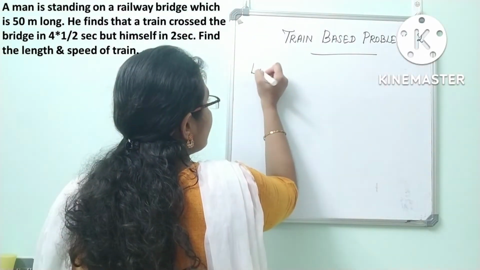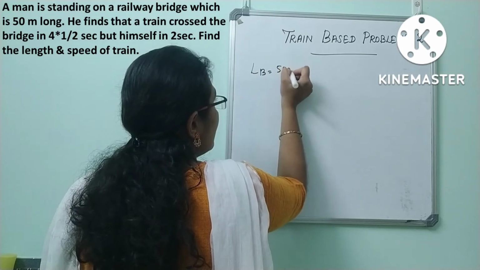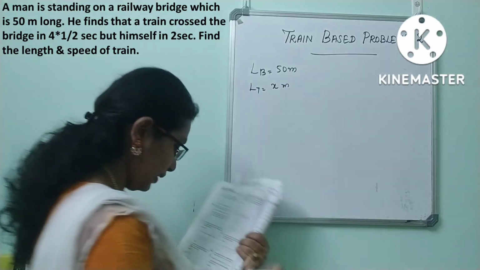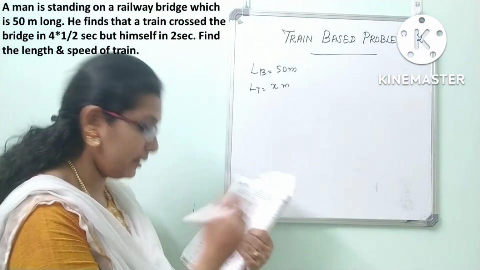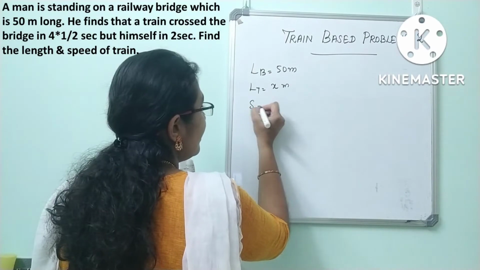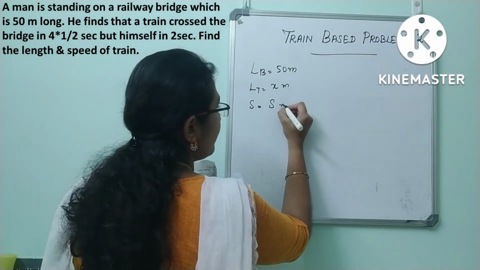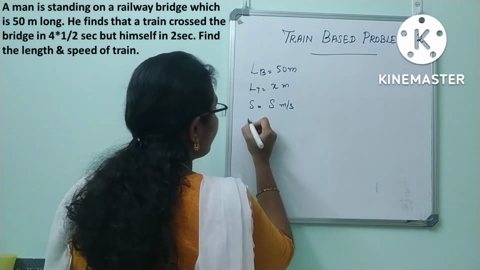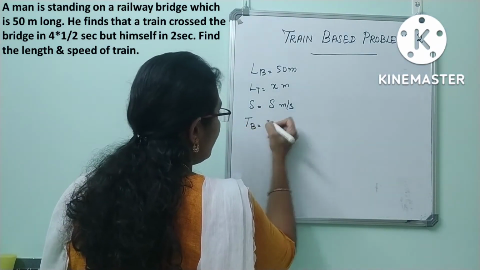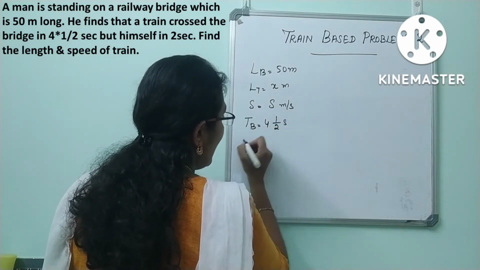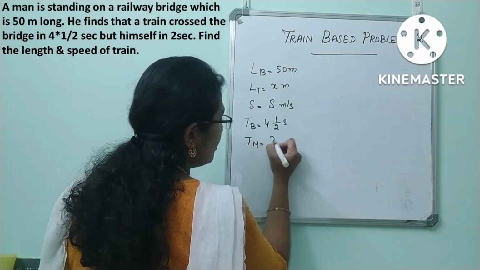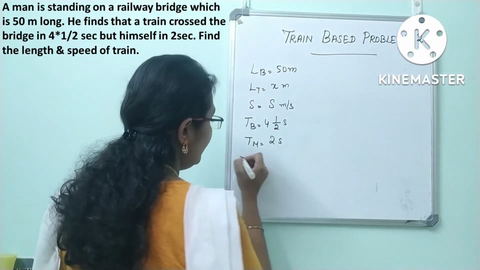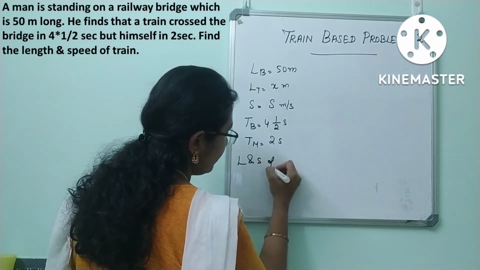So length of bridge is given, 50 meter. Length of train is not given, so let us consider it to be x meters. Okay, that is what we will have to find. And the other question is the speed of the train. Speed, let us consider it to be s itself, s meter per second. And it crosses a bridge. So time taken to cross the bridge is 4 1/2 seconds and time taken to cross the man is 2 seconds. So these are all the data given. So find the length and speed of the train.